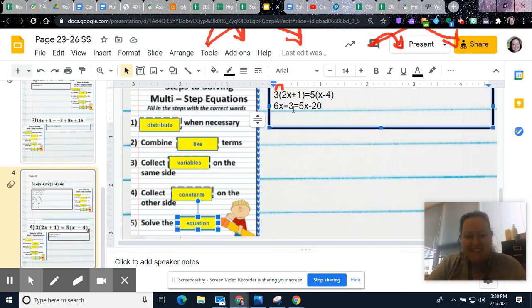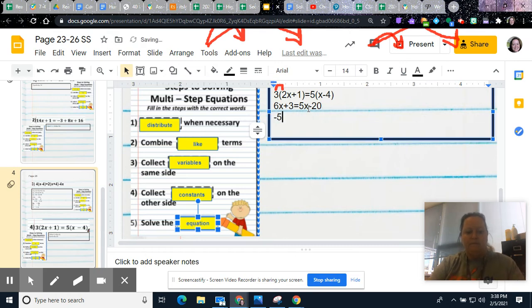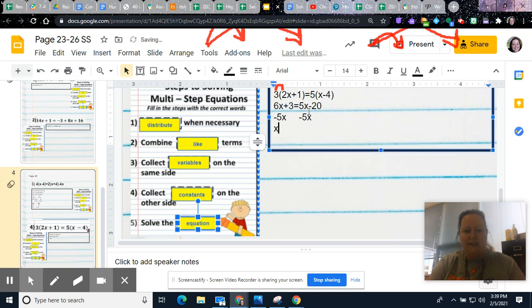And so in order to do that, I'm going to move this positive 5. I'm going to subtract 5x from both sides. So again, it's like taking the money bags that they have in common and getting rid of them because it just is making it look bigger than it has to be. So I'm going to subtract 5x from both sides. And I get 1x plus 3.